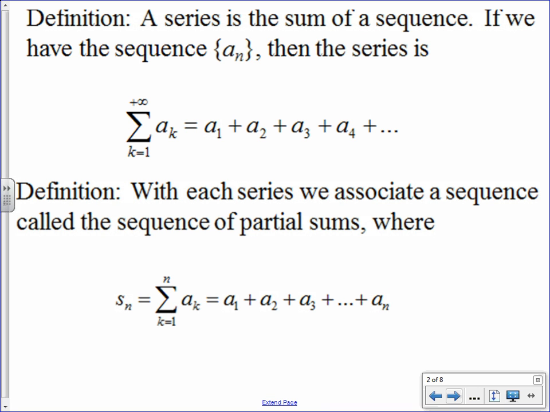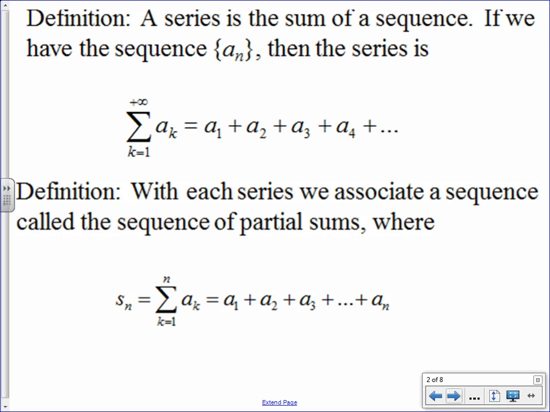So our sum, 1 plus 1/2 plus 1/4 plus 1/8 plus 1/16, is going to approach a value. Sometimes we can determine the value it approaches. Sometimes all we can say is, okay, it's going to converge. We're not sure.